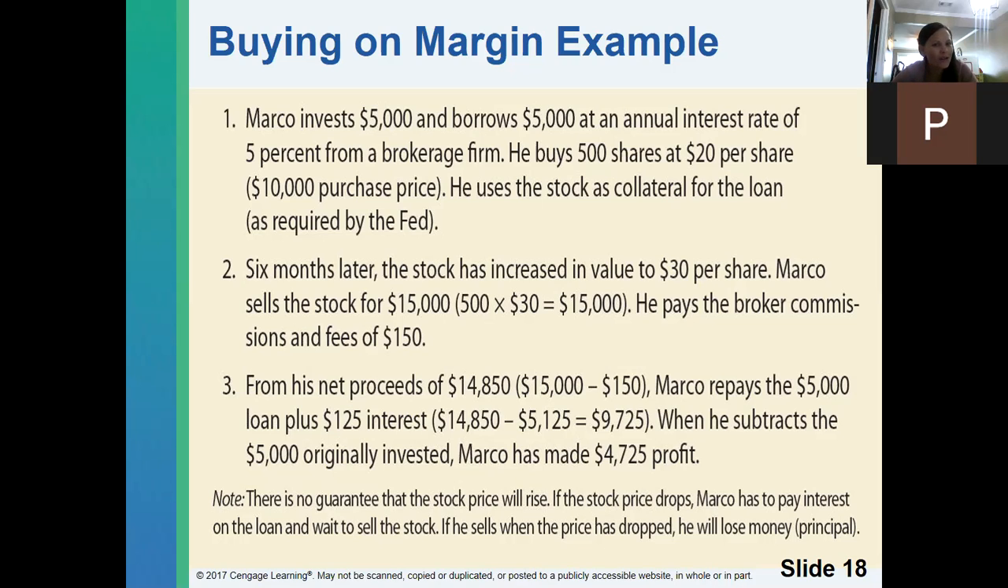But it's not all the time that in 6 months, the stock is going to go up $10 a share. And when it's $20 for a share, $10 a share is a lot. That's half of its value. So it went up by 50% of its original value. So again, at the bottom there's no guarantee that the stock price will rise. If the stock price had dropped, Marco still has to pay that interest on the loan.